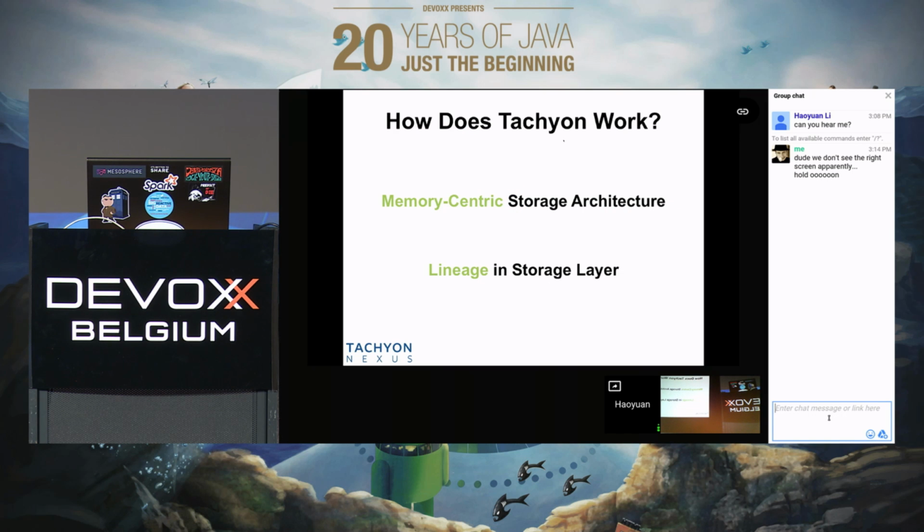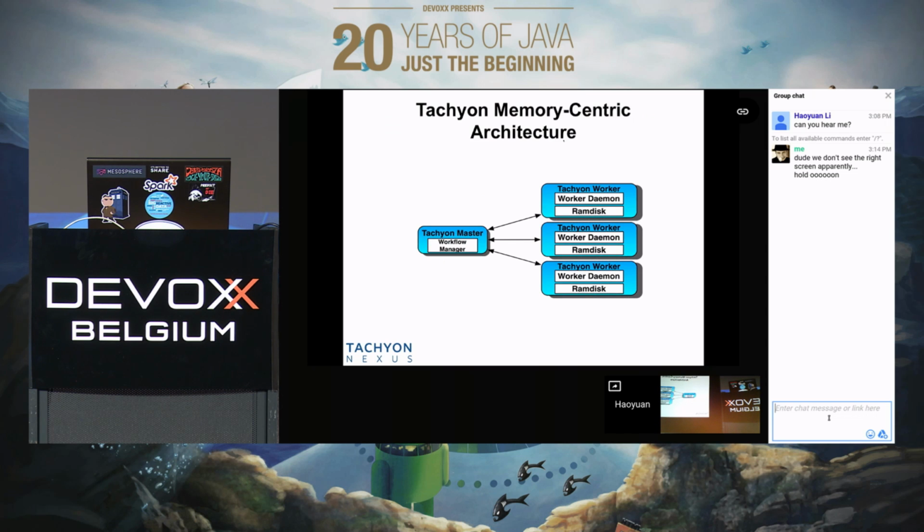So how does Tachyon work? From a high level, here are two features that we provided at the beginning. One feature is a memory-centric storage architecture, and the other feature is lineage in the storage layer. There are many more features nowadays, but I'm going to talk about those briefly in the later slides. So here's the architecture of Tachyon. It has a single master which keeps tracking the location of data, as well as monitoring the status of every single worker node. It also has a workflow manager which manages the lineage information.